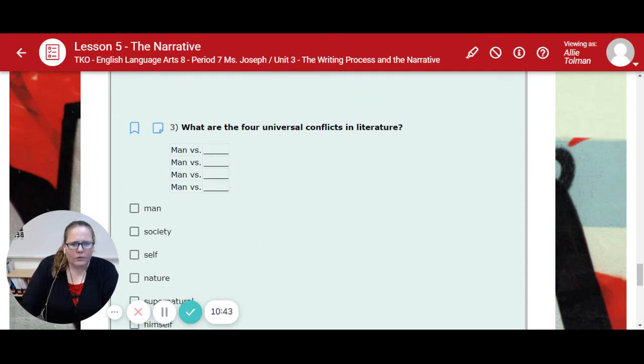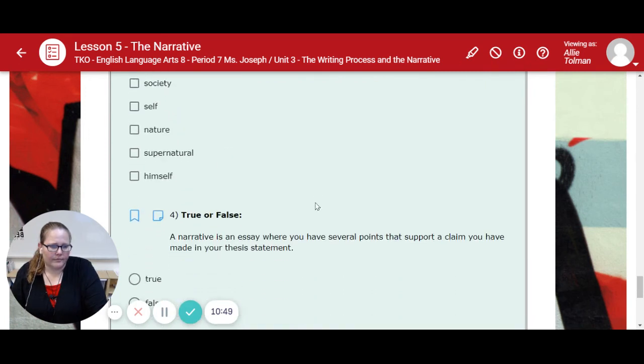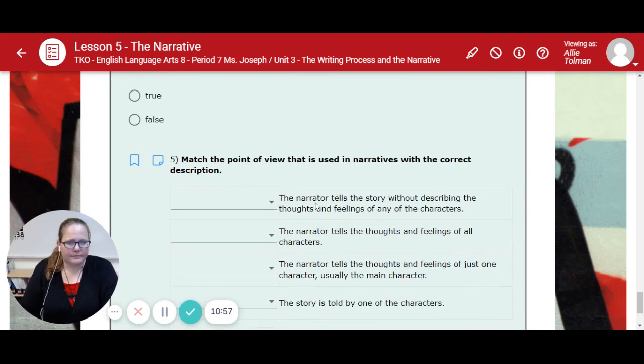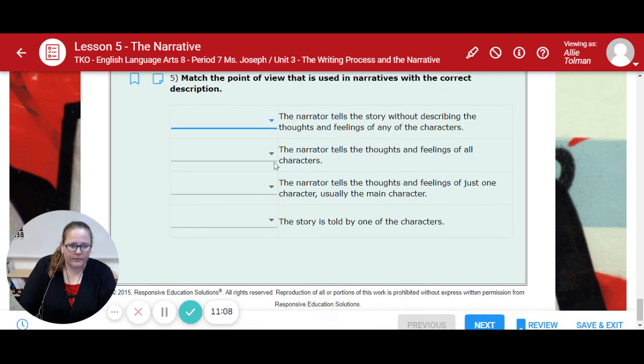What are the 4 universal conflicts in literature? You've got to select all that apply. True or false? A narrative is an essay where you have several points that support a claim you've made in your thesis statement. Number 5, match the point of view that is used in narratives with the correct description. So again, we have our little drop-down menu, and you can find those answers if you scroll back up.